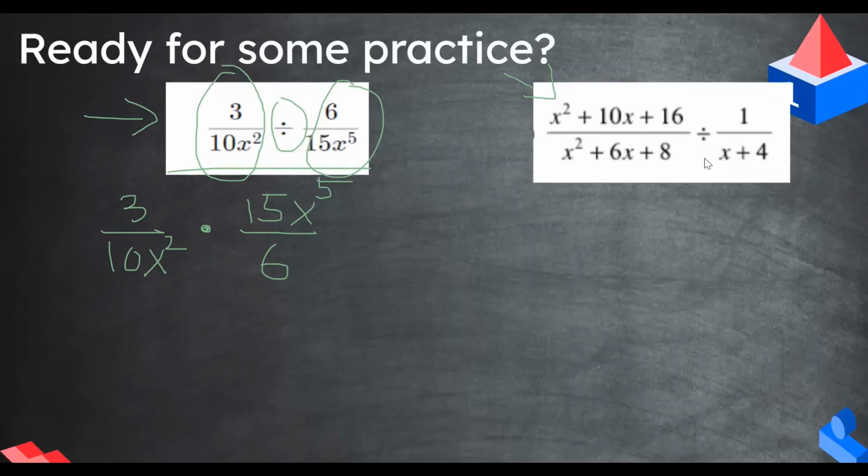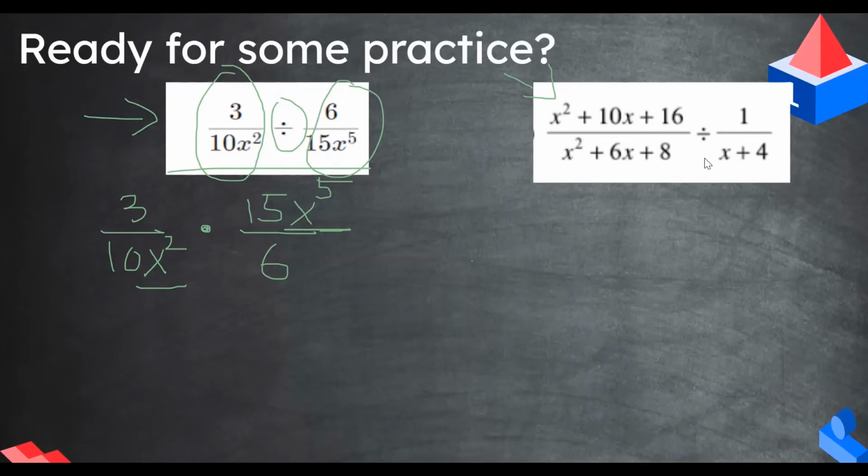So now you look for common terms, right? Well, let's go for the variables first, because we kind of know how to simplify numerical fractions at this point. So let's go for variables first, okay? I see x to the second here and x to the fifth here.